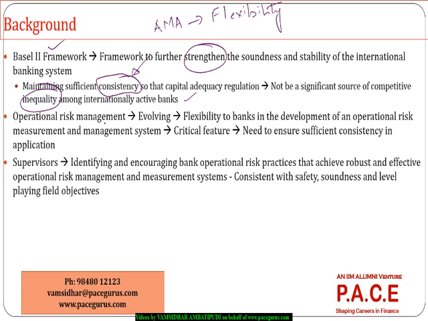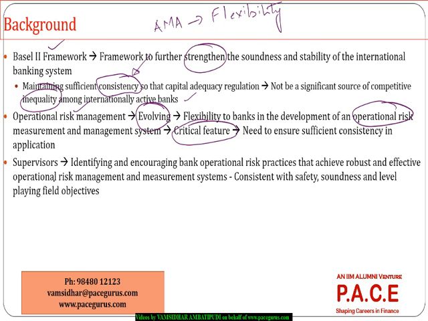So we have to understand the fact that Basel had typically looked at operational risk management as more and more of an evolving discipline. So there should be some level of flexibility for the banks to develop their own operational risk management and measurement framework. And that became a very critical aspect of the entire Basel process. So while providing flexibility, how do we ensure consistency in the application of that?